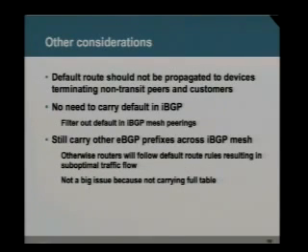Other considerations you need to think about. The default route should not be propagated to devices which are terminating non-transit peers and customers, as I said before. So use a simple static default to the null interface, just in case. Or if you're propagating it by BGP, put in a BGP filter that blocks the default going to those particular routers. In fact, I generally just say there's no need to carry a default around in your network per IBGP.